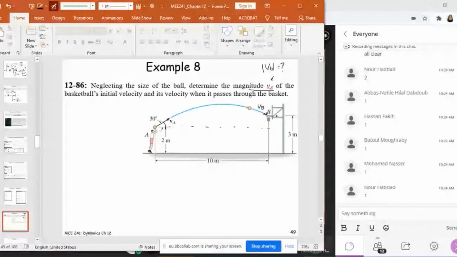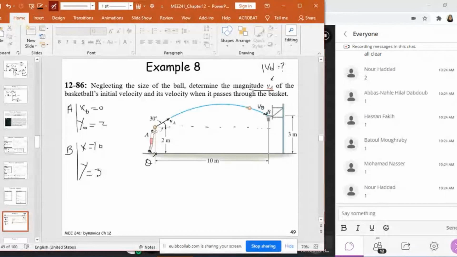It will be 1. Now, what I'm going to do is to take this as origin. And in this case, if I take this as origin, then A will have an X that is equal to 0, but Y0 will be equal to 2. And B will have an X that is equal to 10 and Y that is equal to 3.